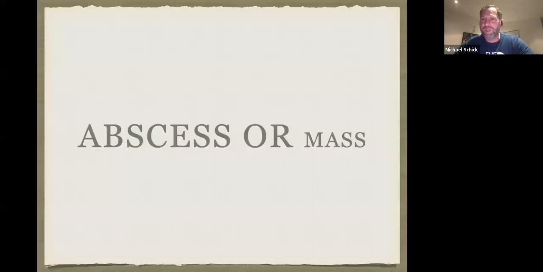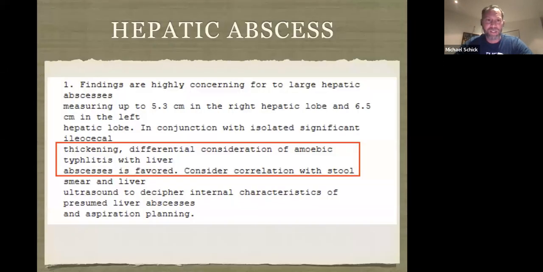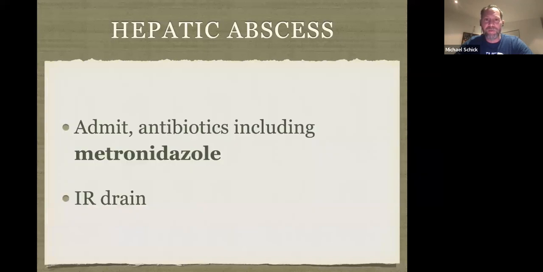And of course, the patient has a fever, so abscess is really top of my list. I was in a location where I could get a CT scan of the patient, and there were actually 2 of these within the patient. And you can see from the description of the CT scan that the thing that they were concerned about the most was an amoebic typhlitis with liver abscess. And after drainage of these, the diagnosis was confirmed to be an amoebic abscess.